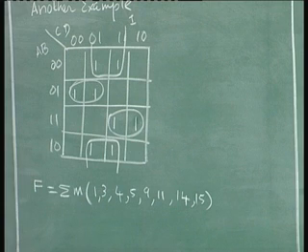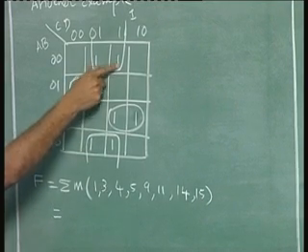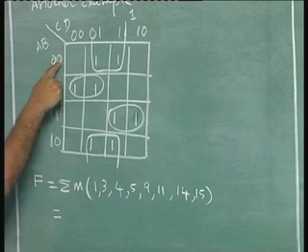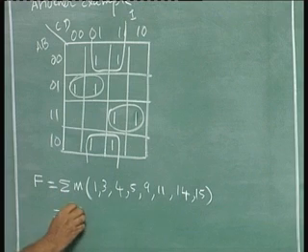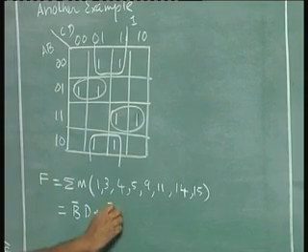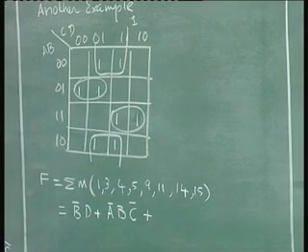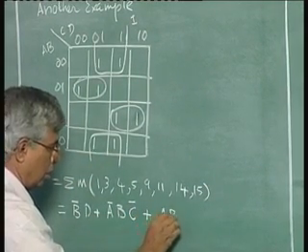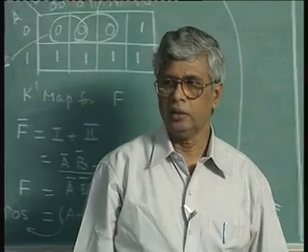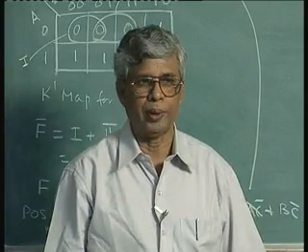Now what would this be? First term will be this, which is B bar D bar, or this one A bar B C bar, then this one A B C. Simple. We have done this earlier, and the map is simple to read. There is no ambiguity here in terms of non-essential prime implicants and all that.